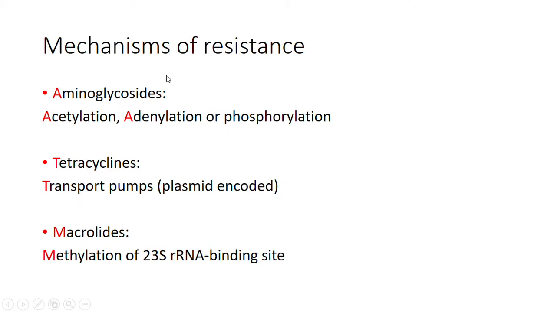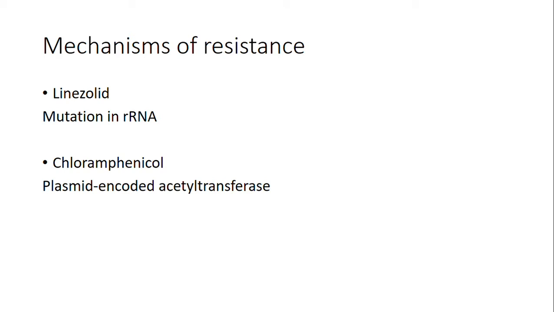The mechanisms of resistance are also easy. The aminoglycoside starts with an A, so acetylation, adenylation, or phosphorylation. Tetracyclines with a T, so transport pumps, which pump the drug out of the bacteria. Macrolides with an M, so methylation of the ribosomal RNA. Linezolid, mutations in the RNA. Chloramphenicol, the bacteria transfer acetyl groups, deactivating chloramphenicol via the enzyme acetyltransferase.